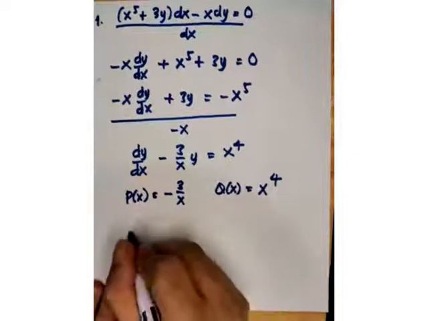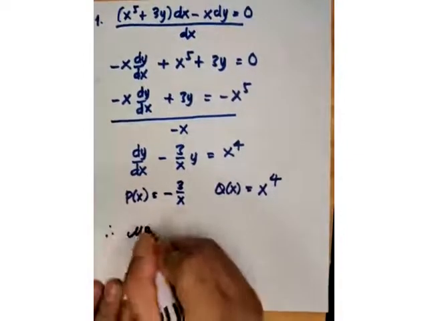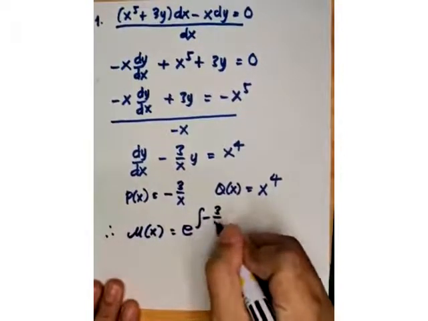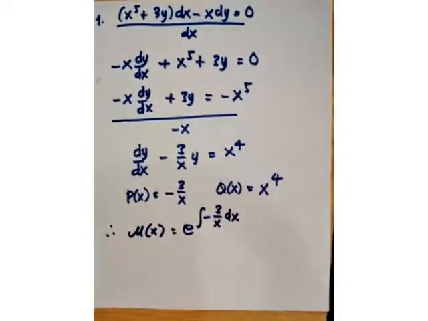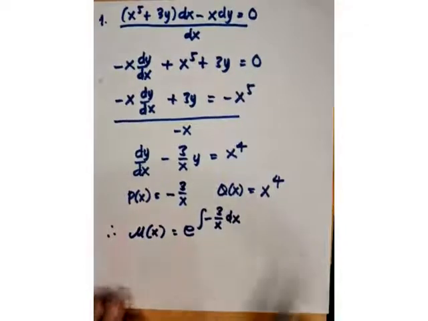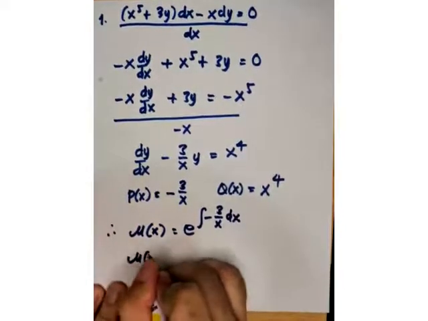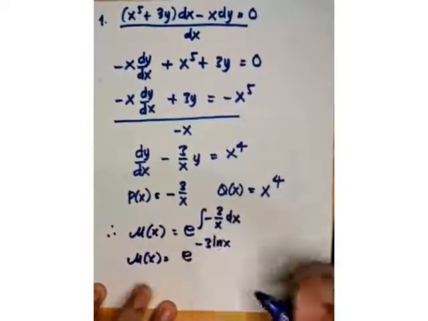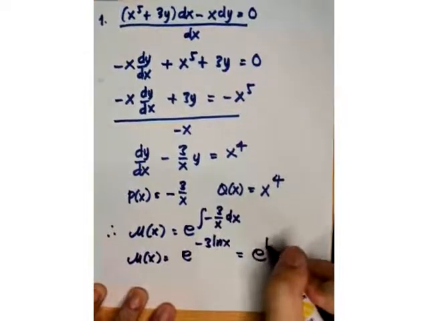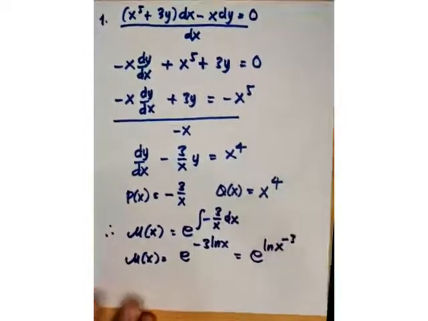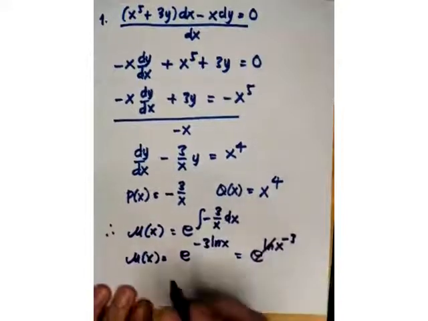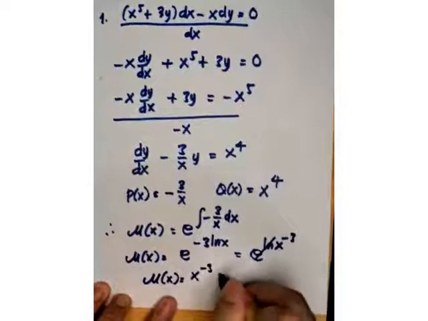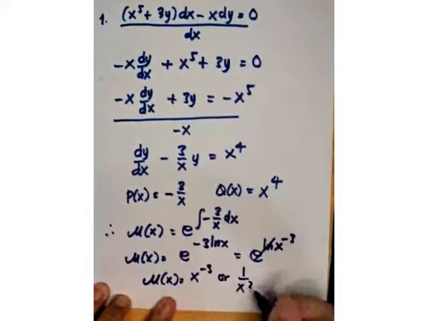Ayan, pag nakuha na natin yan, alam na natin ng p of x and q of x, let's now solve for the integrating factor. So, therefore, the integrating factor is equal to e raised to the integral of negative 3 over x dx. And then you just perform the integral. So therefore, mu of x is equal to e raised to negative 3 ln of x, or this is equal to e raised to ln of x raised to negative 3. Then cancel that. So therefore, our integrating factor is x raised to negative 3 or 1 over x cubed.